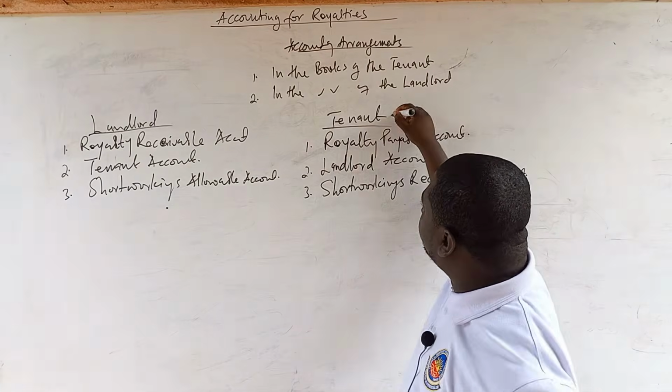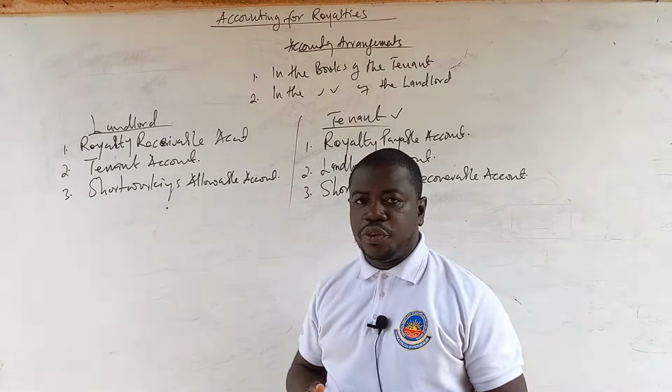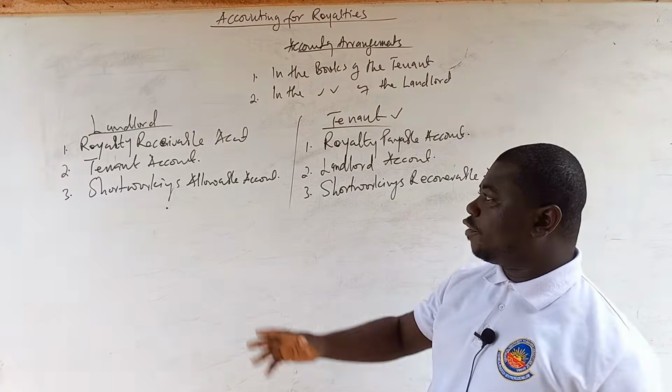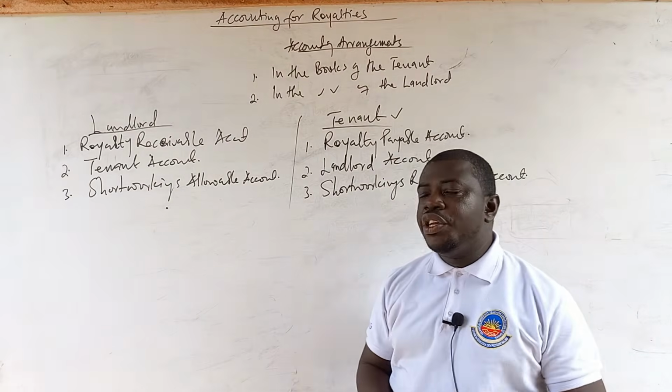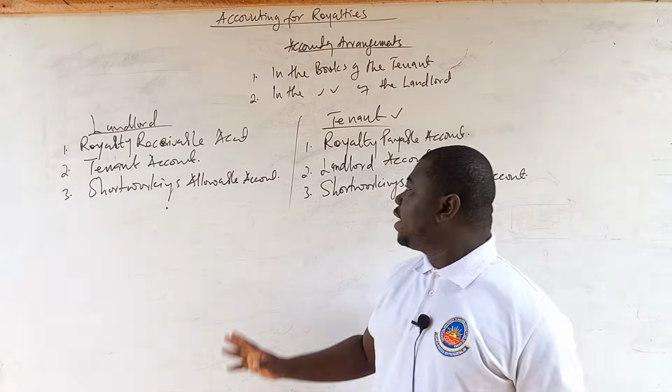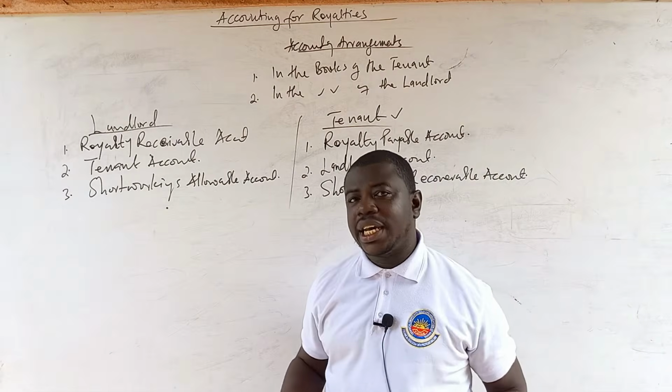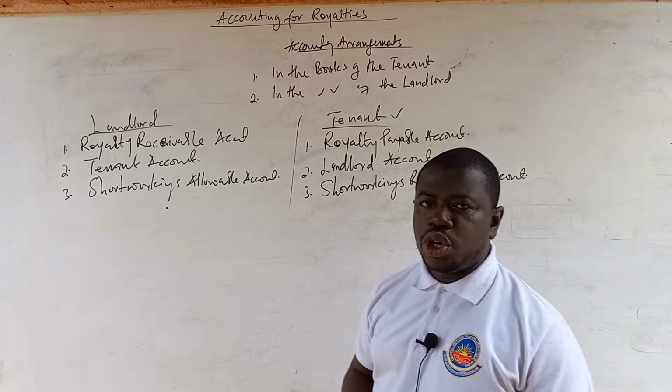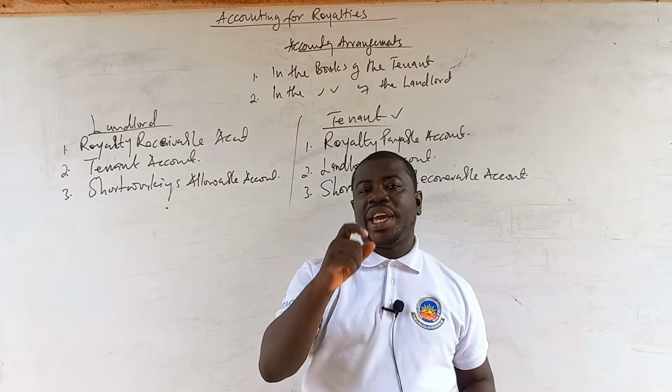So we are going to focus first on the accounting entries for the tenant, and then afterwards we will do for the landlord. The only good news is that it will be the same figures that you are going to use to prepare this and that, just that the accounts are going to be opposite in nature. But before we prepare these accounts, we need to understand something called a working schedule.